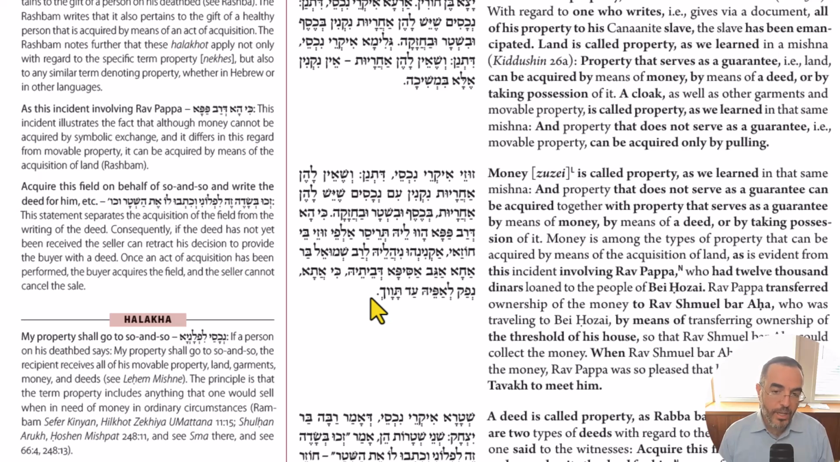He said, listen, I'm transferring you the doorstep of my house. You own my doorstep. That's a piece of land. And then agav, you also get the coins. And it worked. He went there and he was able to get the money. And when Rav Shmuel returned, Rav Papa was so happy to see him because he was successful and got his money back that he went out all the way to Tavach to greet him.